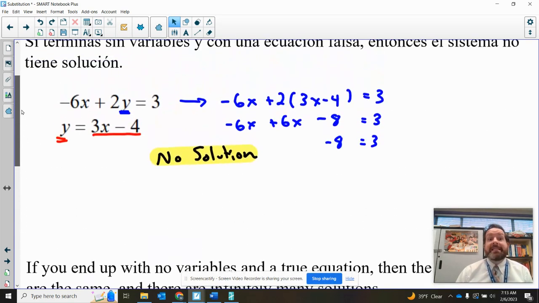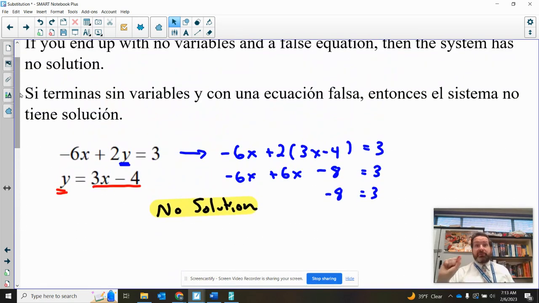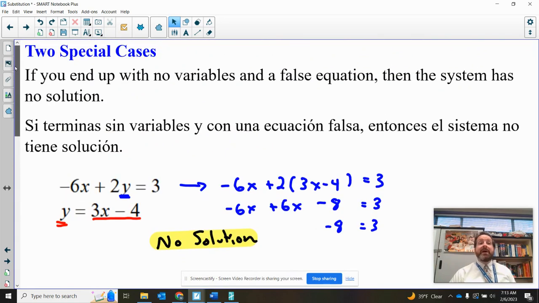Now, this isn't on the front of your toolkit, so I would recommend writing information about these 2 special cases on the back of your toolkit paper.